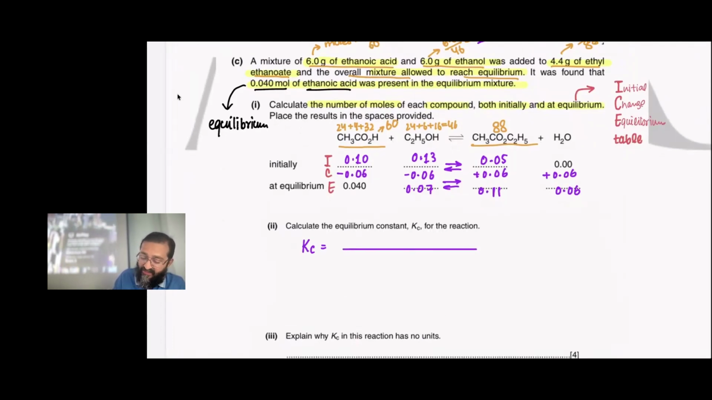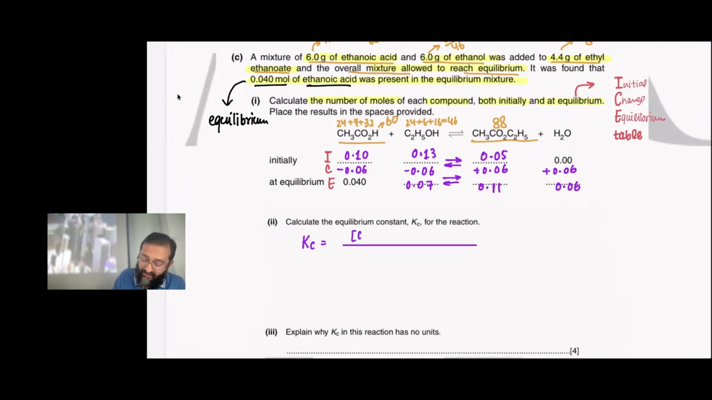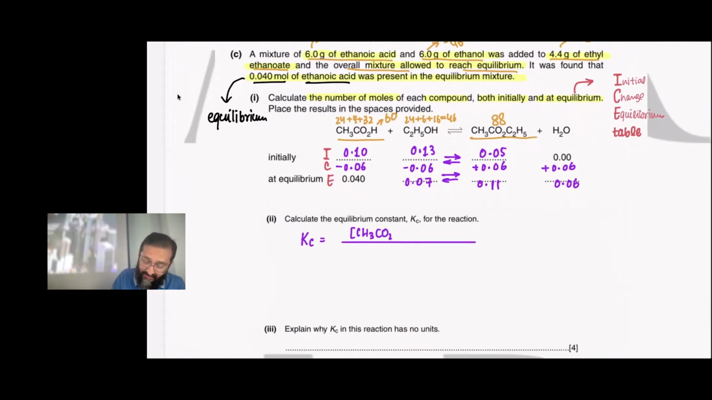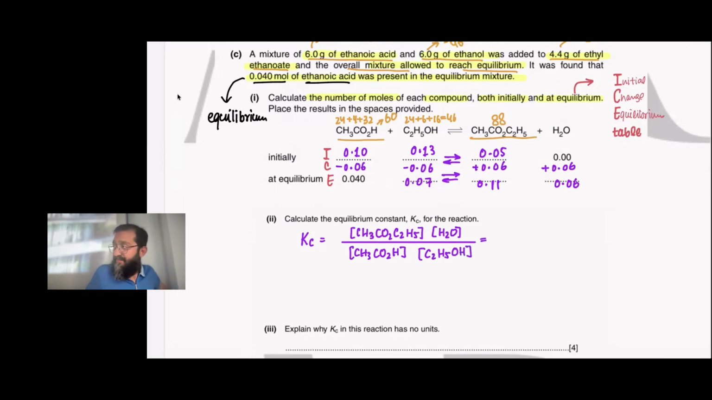we know the Kc expression is going to be the concentration of CH3CO2C2H5 to the power 1 times the concentration of water, over the concentration of ethanoic acid raised to the power 1 times the concentration of ethanol to the power 1. So there will be no unit.